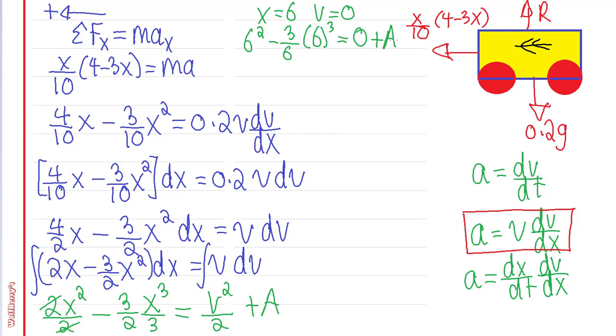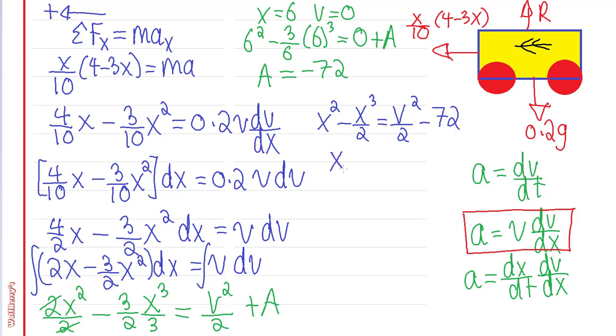So now we can rearrange this equation. So a is equal to minus 72. Plugging this back into our equation, we then get x squared minus x to the power 3 over 2 equals v squared over 2 minus 72. Now we want v as a function of x, so v equals something in x. So we need v as the subject. Let's start by adding 72 to both sides. So it becomes x to the power 2 minus x to the power 3 over 2 plus 72 equals v squared over 2.